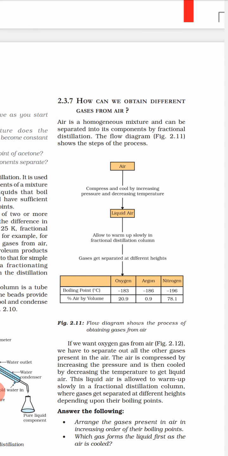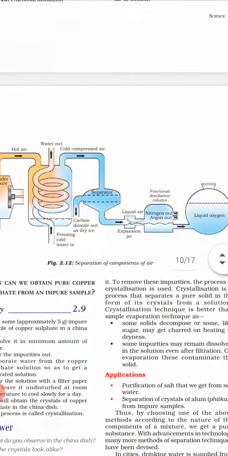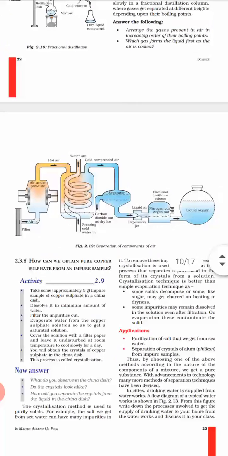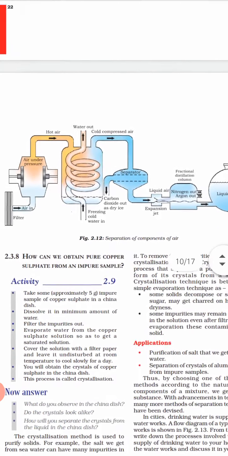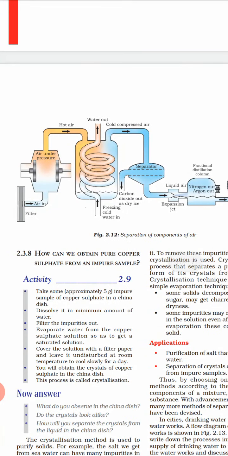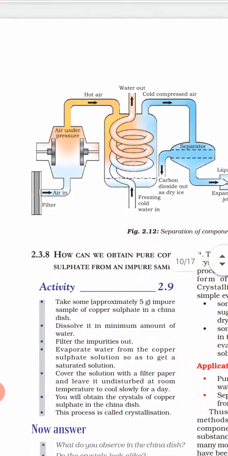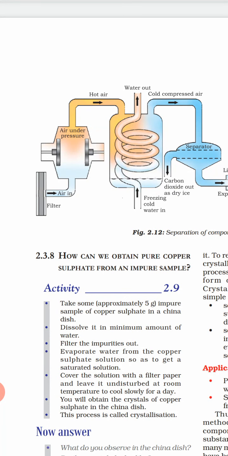Now let us look at the apparatus. This is the procedure. I'll describe it part by part. The first part is the filter. What is the purpose of this filter? Its purpose is to filter the air, because apart from gases, air has other particles like dust particles. To remove those dust particles, this filter is used. Once the air passes through the filter, it is dust free.